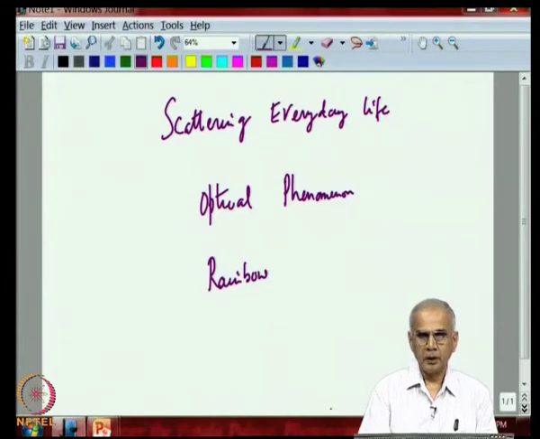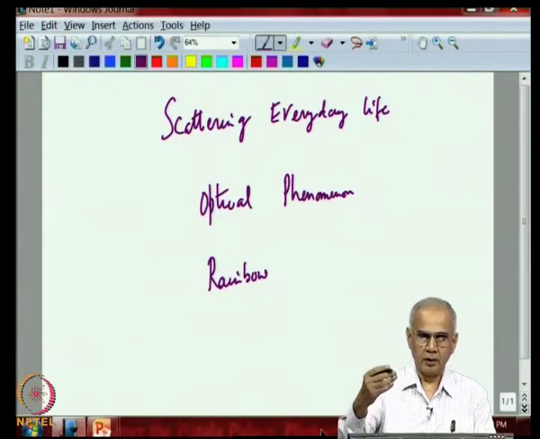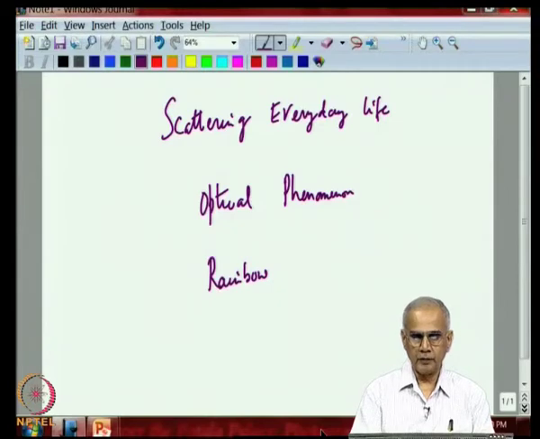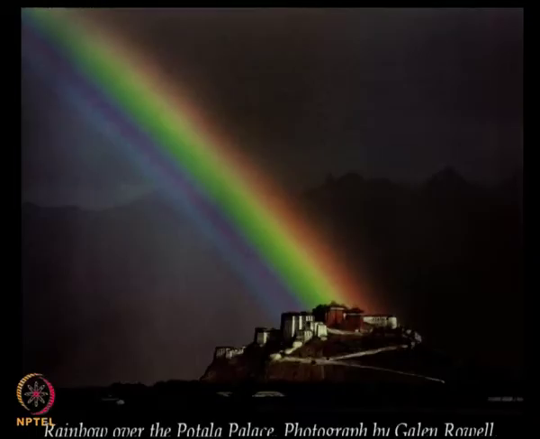All of you have seen rainbows, but I am not sure how many of you have looked at rainbows at the fundamental level and tried to understand what factors control the occurrence of the primary rainbow and then the secondary rainbow and even higher level rainbows. So, today we will try to look at this phenomenon and see whether we can understand it from a scattering perspective. The first slide here shows the rainbow over Potala Palace in Tibet, a very impressive picture with very detailed resolution of the various colors.